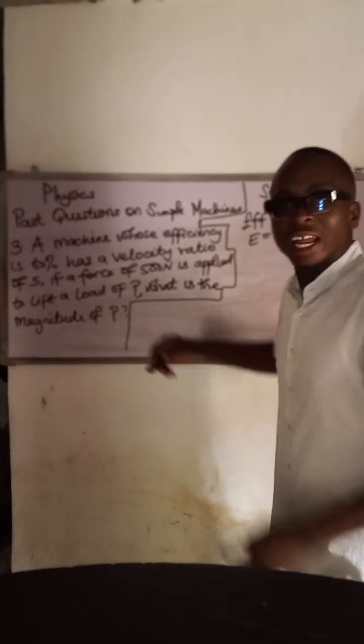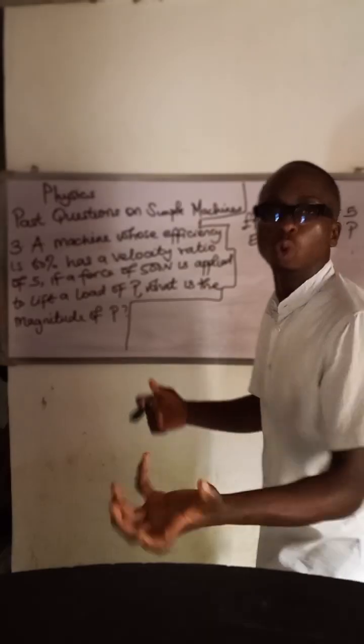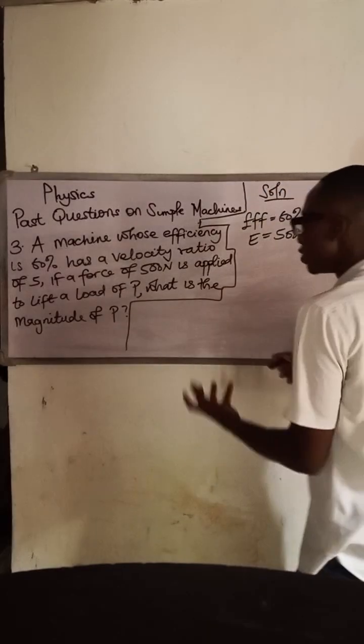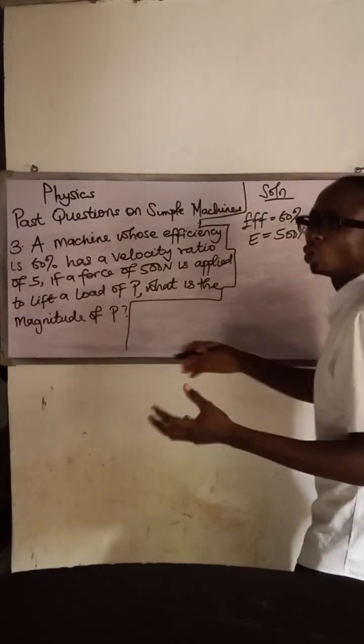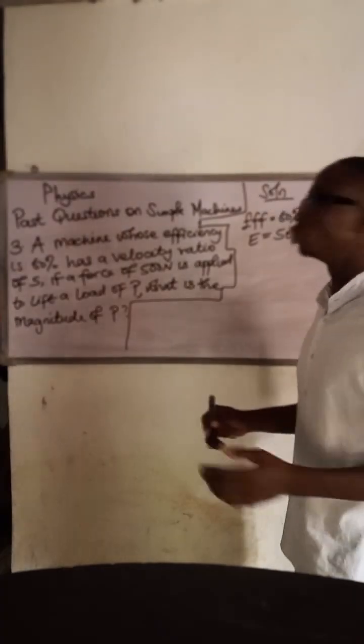Can you see where the problem is? They give us P as the value of the load. They did not give us a figure. Then they asked us to calculate for the magnitude of P. That is the value that is supposed to be there. That is what we're going to do now.